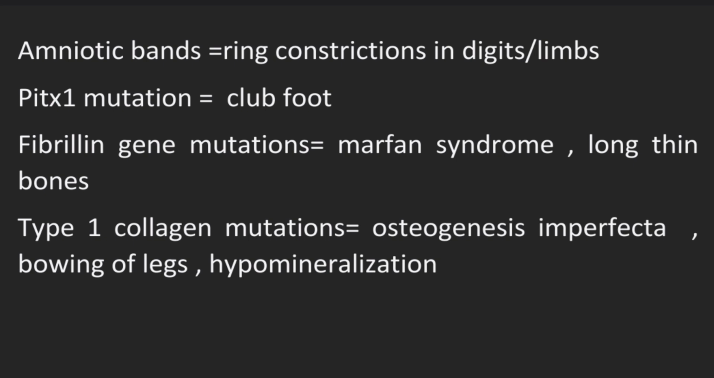And then we have the PITX1 mutation. The PITX1 gene, along with the TBX4 gene, is responsible for lower limb formation. Because of this mutation, there would be clubfoot. Fibrillin gene mutation, we all know that's Marfan syndrome. The person would have long digits, right? Arachnodactyly, right? And when there is a type 1 collagen mutation, there is osteogenesis imperfecta, and because of that, the bones would be very fragile and very susceptible to frequent fractures and hypomineralization. That's all for the development of limbs.